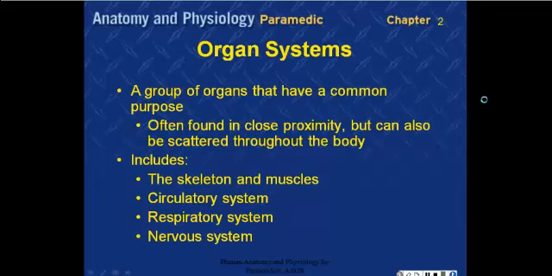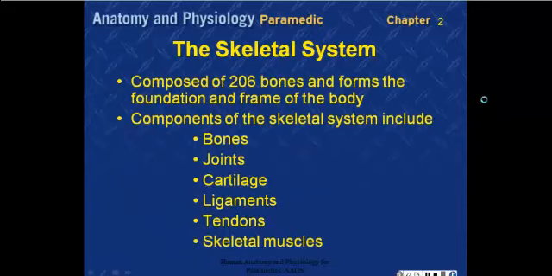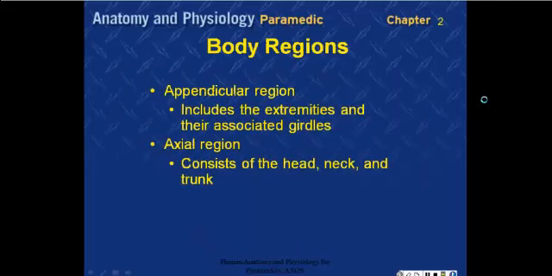Organ systems include the skeletal muscle system, the circulatory system, the respiratory system, and the nervous system. The skeletal system is composed of 206 bones and forms the foundation and frame of the body. The components of the skeletal system include the bones, the joints, the cartilage, the ligaments, the tendons, and the skeletal muscles.